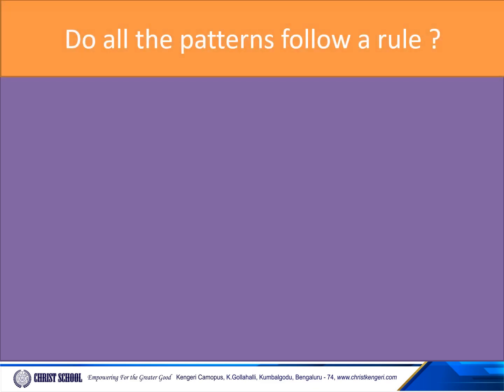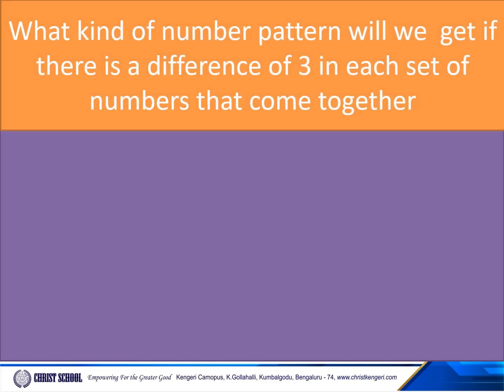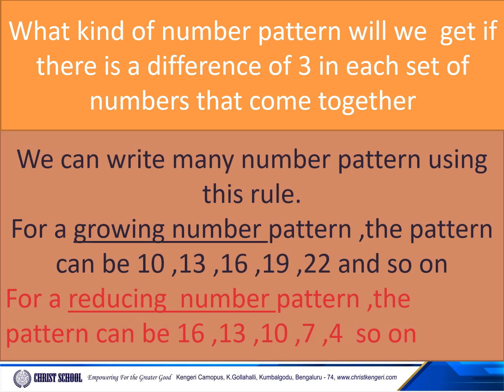Do all the patterns follow a rule? All patterns follow a rule, which means that the next term is always related to the previous term in a certain way. What kind of number pattern will we get if there is a difference of 3 in each set of numbers that come together? We can write many number patterns using this rule.